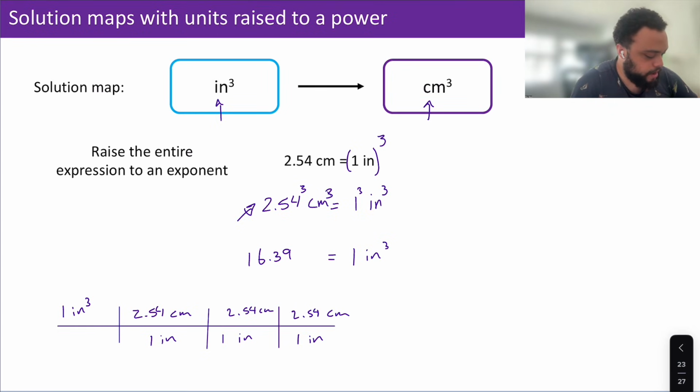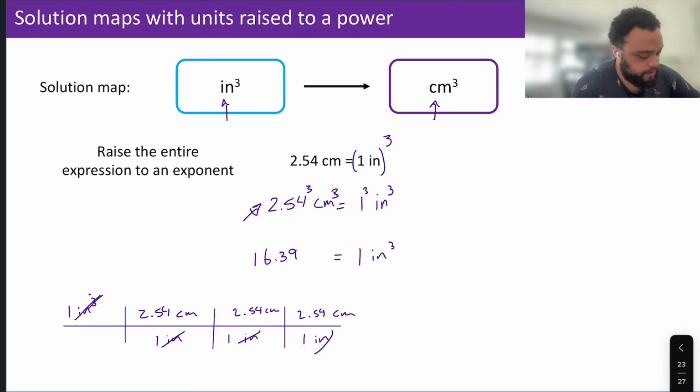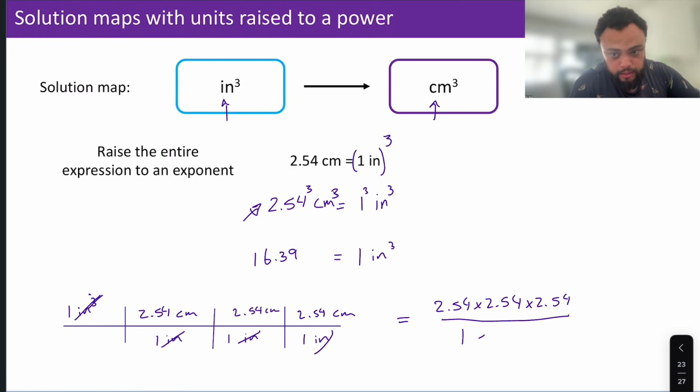That ends up with, for every time there's an inch on the bottom, we'll take 1 away from the inches in the top left. So that ends up being inches, inches, inches. That's 3 of them. All 3 of these are gone. And we have centimeters, centimeters, centimeters. We'll multiply those together and we end up with 2.54 times 2.54 times 2.54 divided by 1 times 1 times 1, which is the same thing as 2.54 cubed, which is 16.39 cm³. Just like that.